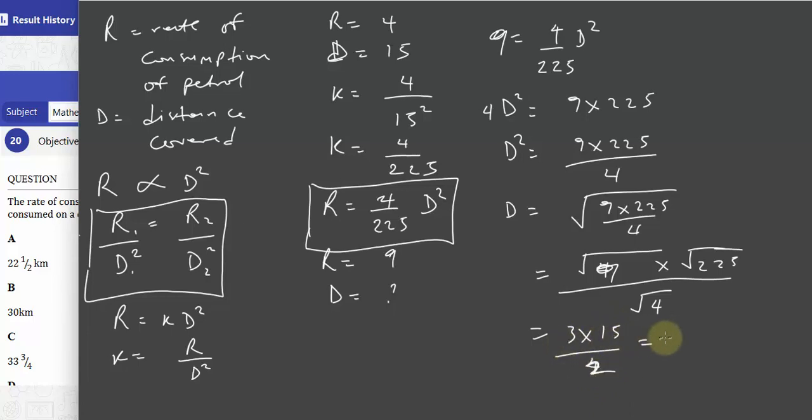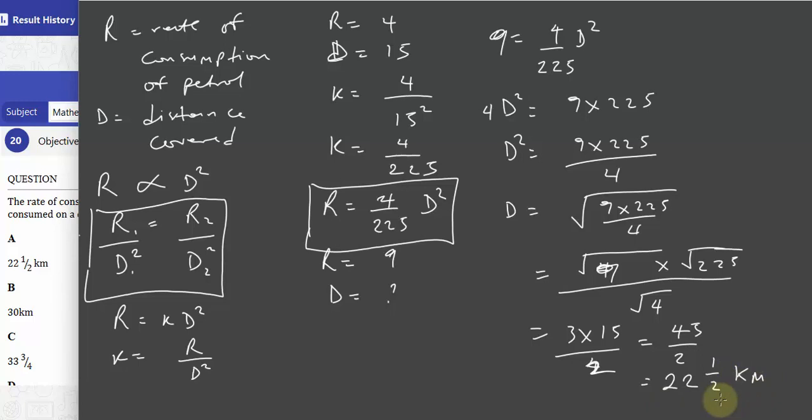and that will give 45 over 2, and that will give 22 and 1 over 2. That's 22 whole number 1 over 2. That makes option A the right option.